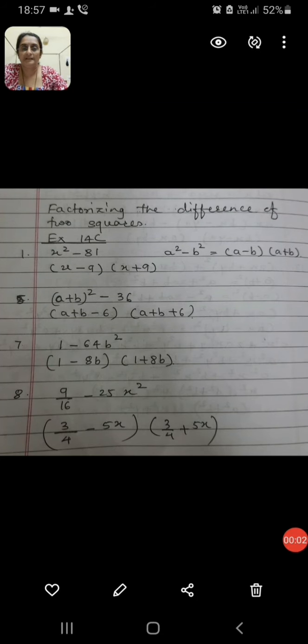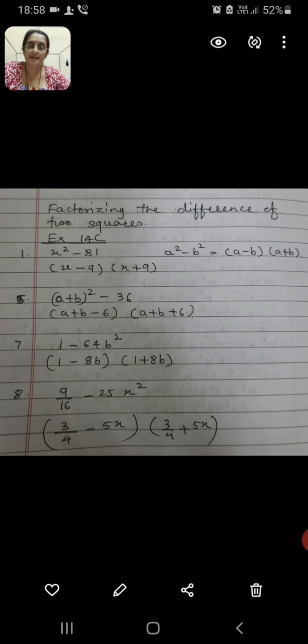Hello children, let us start with the third exercise of the lesson factorization. Here we are going to use the method of factorizing the difference of two squares. Now we have learned the identity, that is a square minus b square is (a plus b)(a minus b). So root of a square and root of b square we have taken, once positive, once negative. Using that fifth identity, we are going to solve the next exercise.